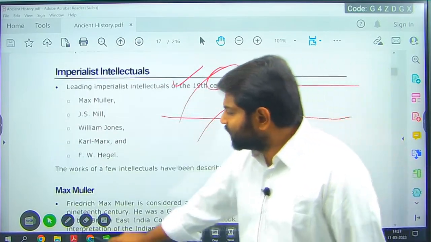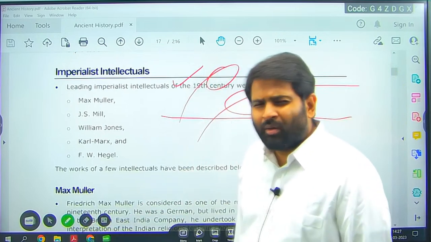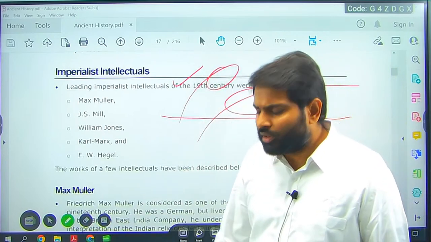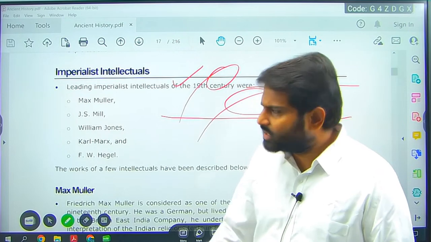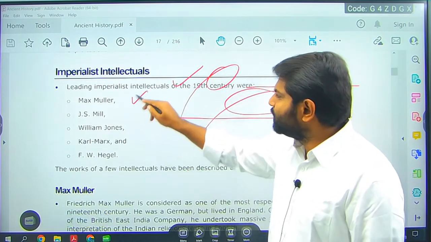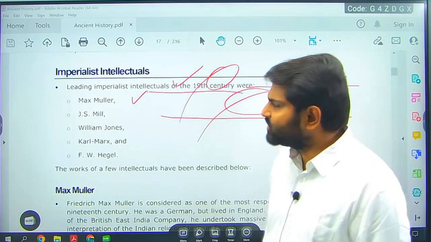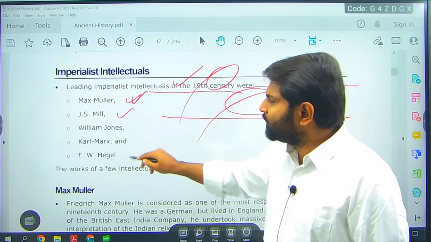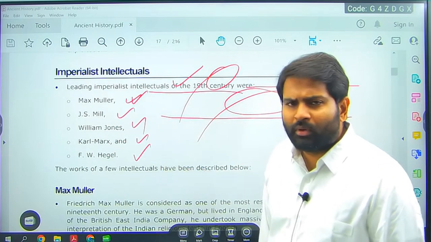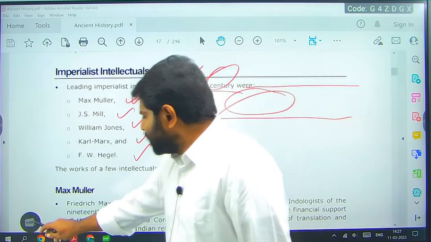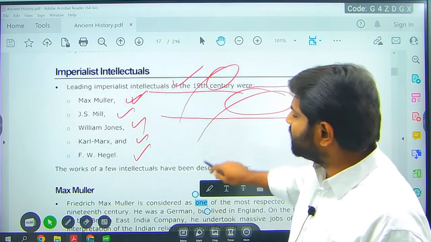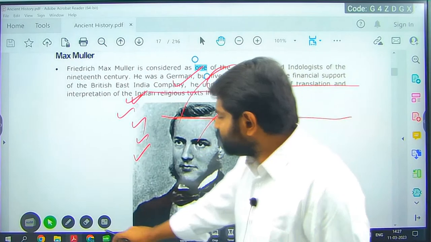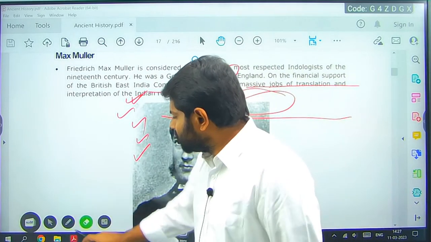So intellectuals, most of the students might have heard about them in polity or sociology or political science somewhere. Max Muller, a leading imperialist intellectual of the 19th century, Max Muller, John Stuart Mill, William Jones, Karl Marx, and Hegel. So let's start with Friedrich Max Muller.